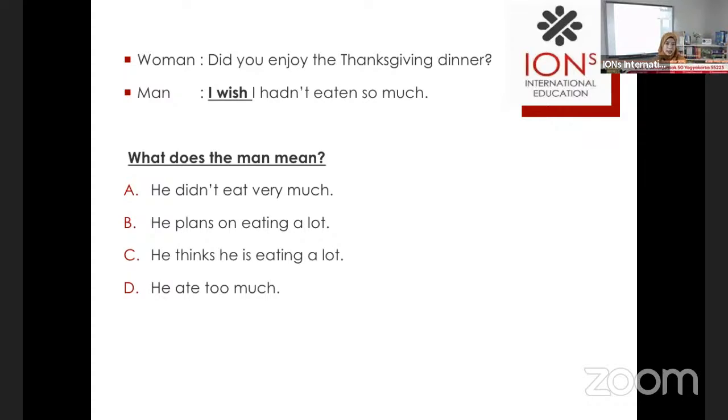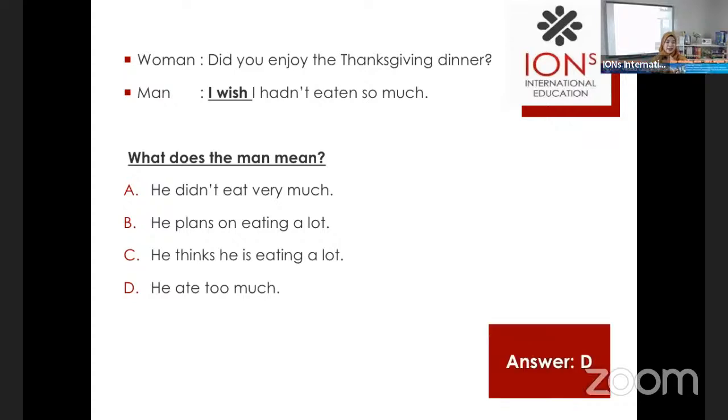Oke, jadi kita harus lihat in reality. I wish I hadn't eaten so much. Berarti dia makan banyak atau tidak? Did he eat much? So the answer is yes. The answer is D, correct. So it means that he ate too much because I wish I hadn't eaten so much. Good, right. So this one, the answer is D. Yeah, he ate too much.